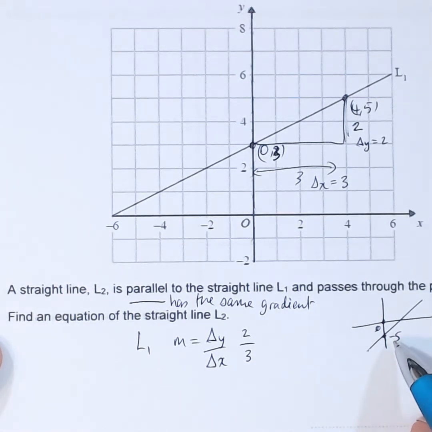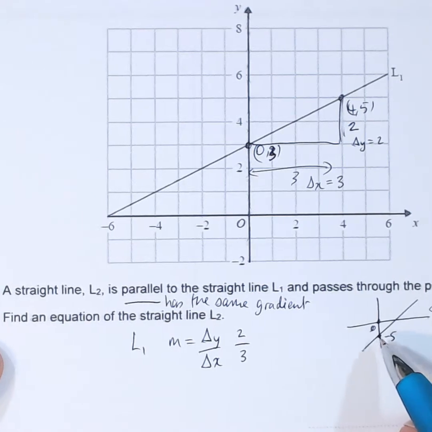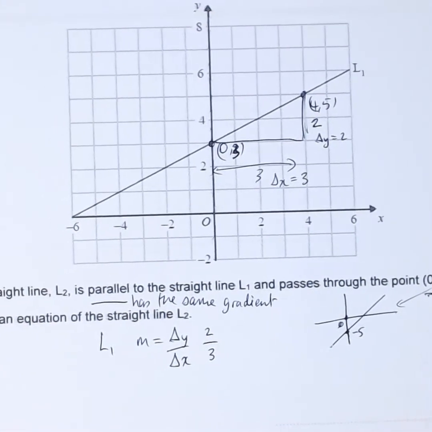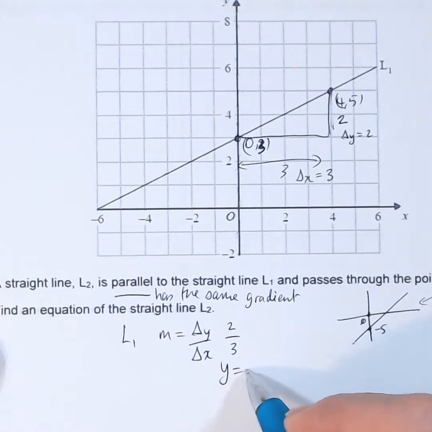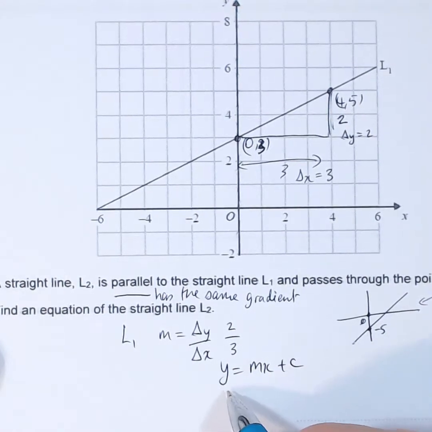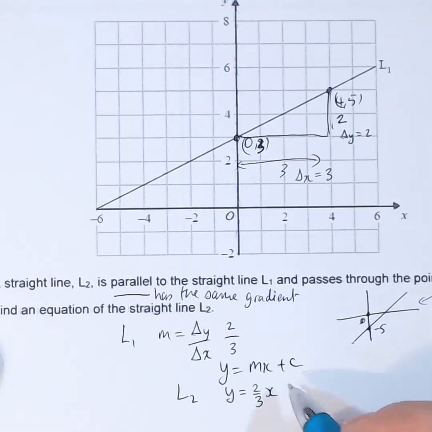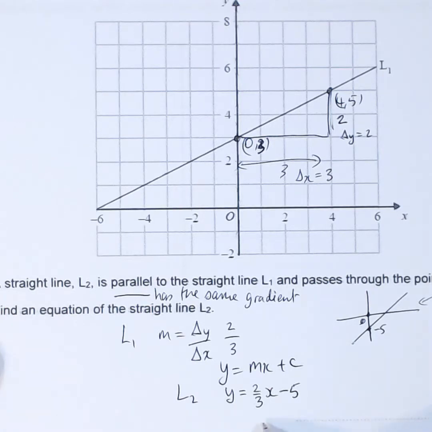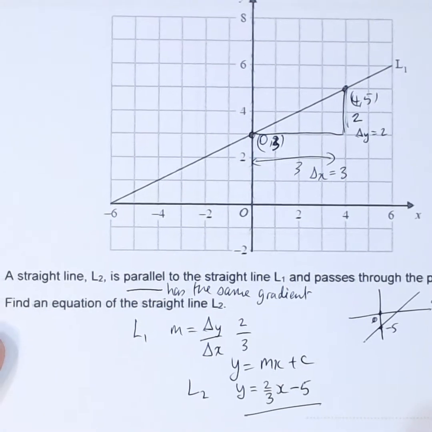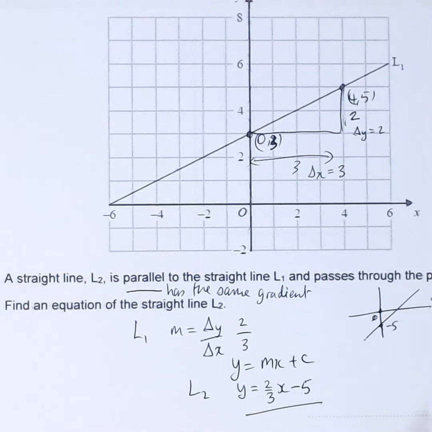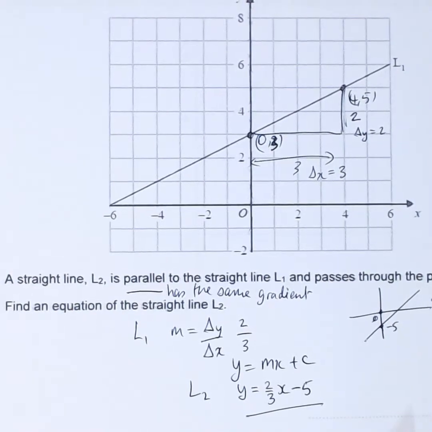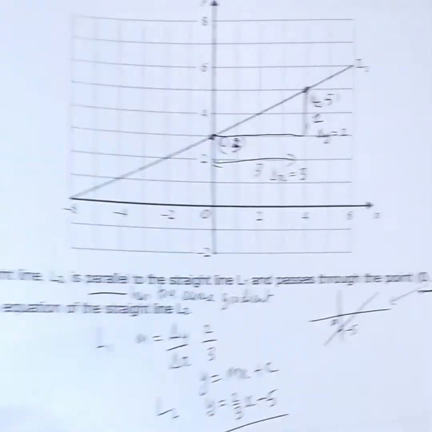We know the intercept point because of the coordinate they gave us. They told us that it passes through 0, -5. So from our y equals mx + c, we can now fill in all the bits we need. So for L2, y equals, well, our gradient was 2/3 of x, and our c value was -5. So if you add -5, you just take away 5. So that would be the answer to that question. So we've got to find the equation of that line, and so forth.